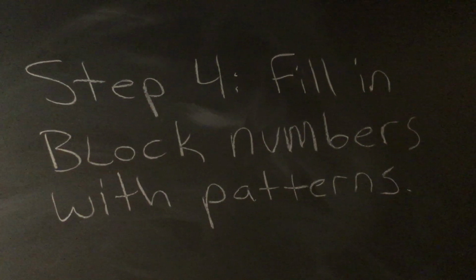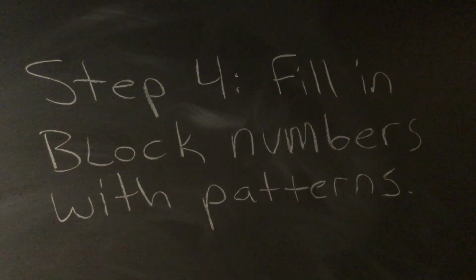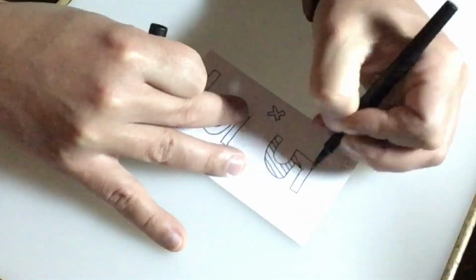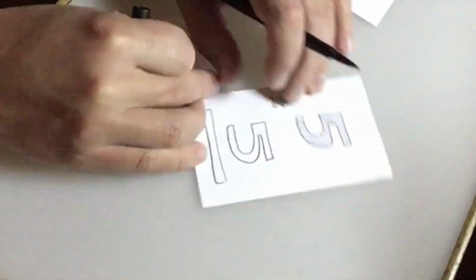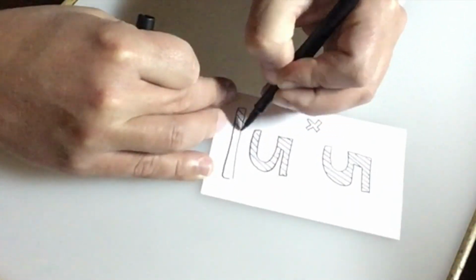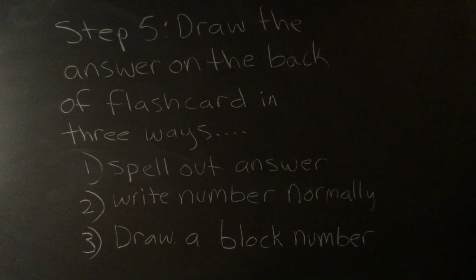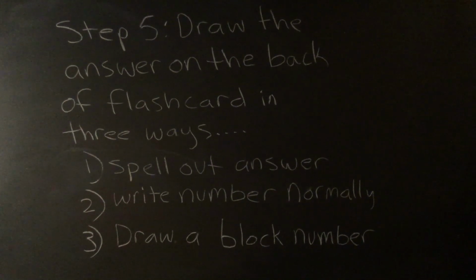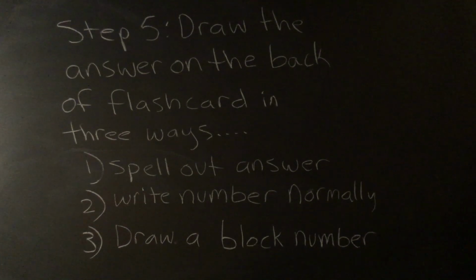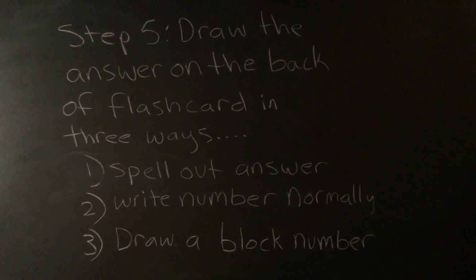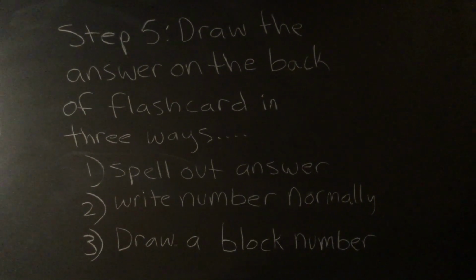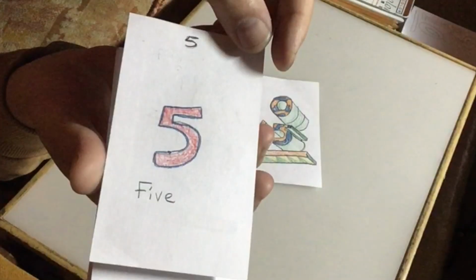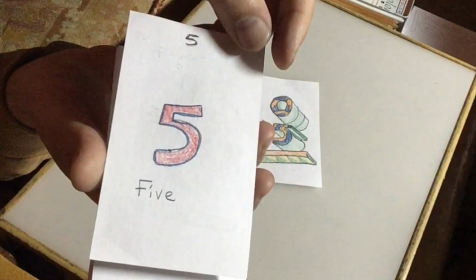Step 4. Fill in block numbers with patterns. Here I'm making a stripe pattern on my flashcard using a marker. I'm using the marker so you can see it, otherwise I would be using a pencil. Step 5. Draw the answers on the back of the flashcard in 3 ways. Spell it out, write the number normally, and draw a block number. Here is an example of one.